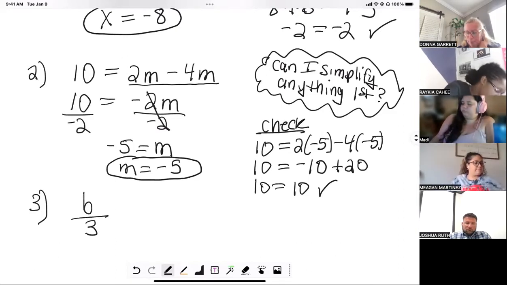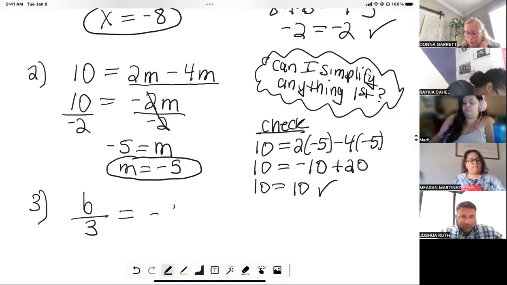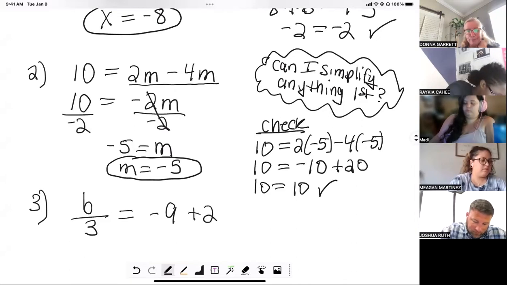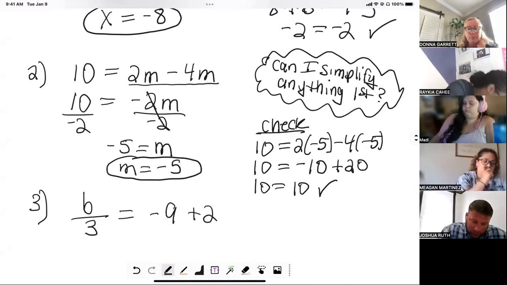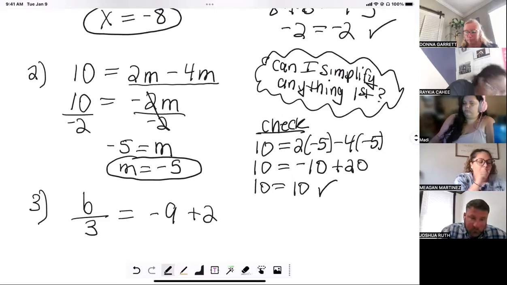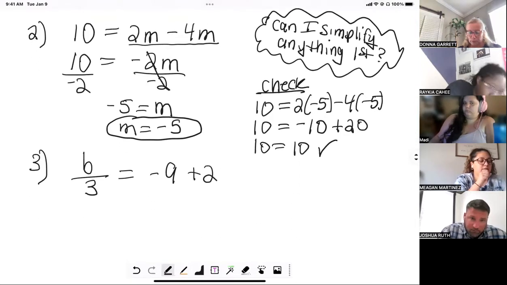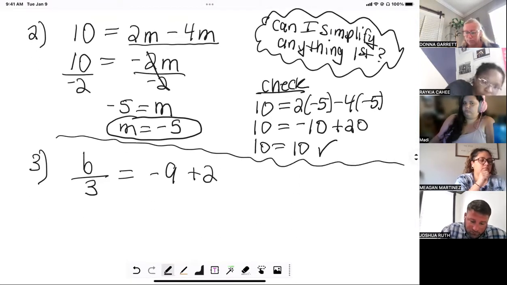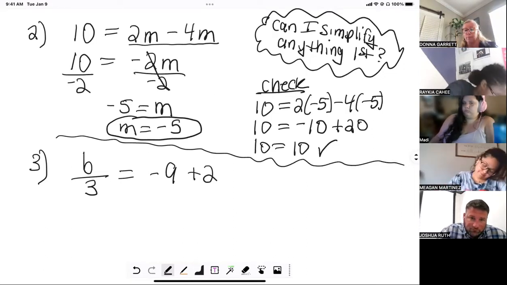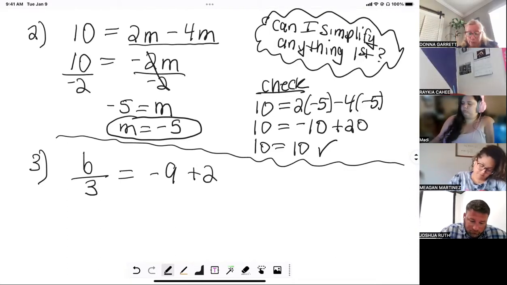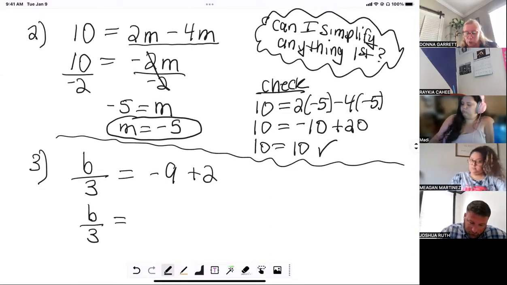B over 3 is equal to negative 9 plus 2. The line here is, I got too close again. All right, so question. Can I simplify anything first? Yes. B over 3 is fine. There's nothing I can simplify here, but I can definitely simplify on the right-hand side. So negative 9 plus 2 would be negative 7.